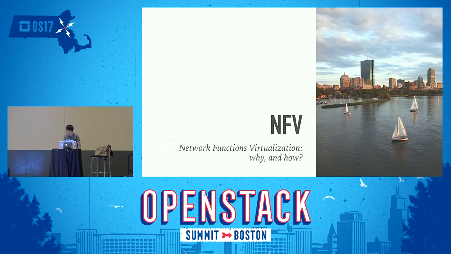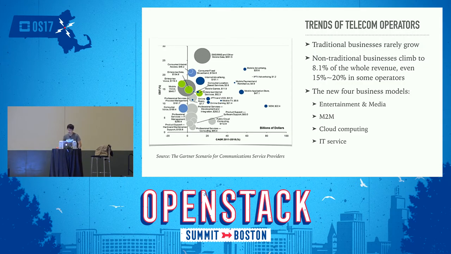OK, so let's begin. When talking about NFV, the so-called network functions virtualization, I think it actually originated from the trends of telecom operators. According to a survey from Gartner, the traditional business of the telecom operator has not really grown in the past 5 years. Comparing to that, the non-traditional business climbed to 8% of the whole revenue, and some of them even reached 15% to 20%. These non-traditional businesses include about four business models: entertainment and media, M2M, cloud computing, and IT services.